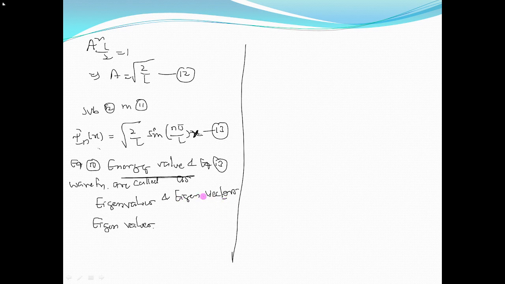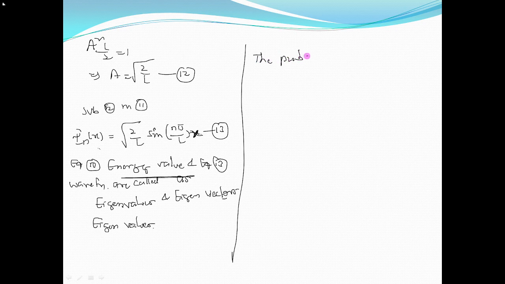Okay. Sometimes in the question they may ask. Previously there was the question: what are the eigenvalues and eigenvectors for an electron trapped in a one-dimensional potential box? So you need to write all these.